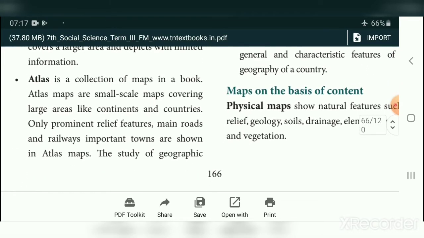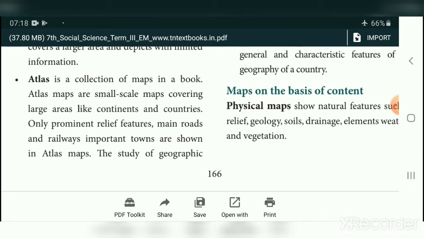And atlas, you underline the line. Atlas is a collection of maps in a book. It does not contain a single map. It is a collection of maps in a book. Atlas maps are small scale maps covering large areas like continents and countries.